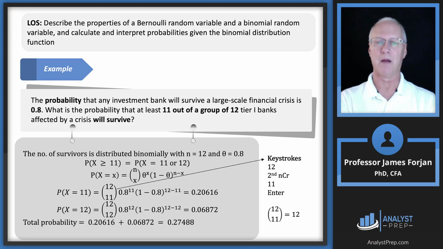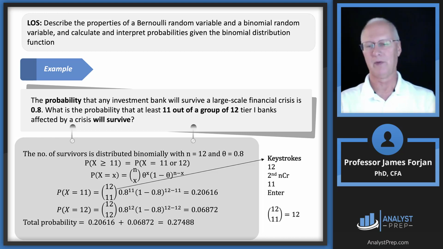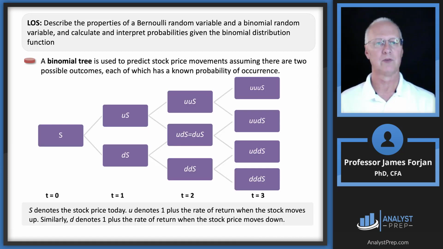Then we need to do the probability of 12, because it's 11 or 12, so we're going to have a plus sign somewhere in here. We do all that same stuff, and we get about 6 or 7%. So the total probability is 20% plus almost 7%. That gets us up to a 27% chance that at least 11 out of a group of 12 will survive this financial crisis.